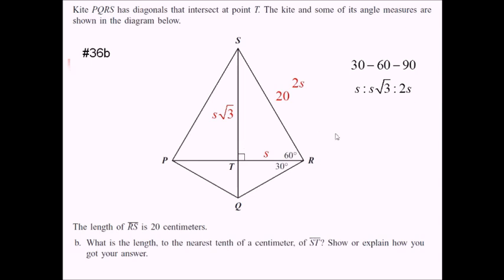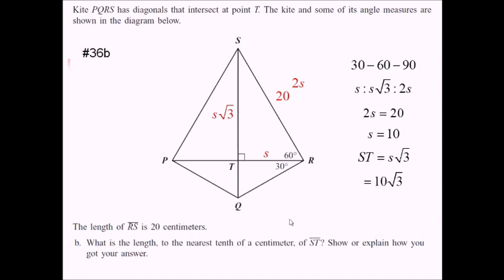Now the key on this is you have to pick whichever side they gave you, the 20 in this case, and set it equal to whatever the s expression is, and then that'll let you find out what s is. So we can write 2s is equivalent to 20. So that means that s equals 10. And now we wanted to figure out ST, side ST. So that's going to be equal to whatever s times radical 3 is. So in this case, because s is 10, ST equals 10 radical 3.